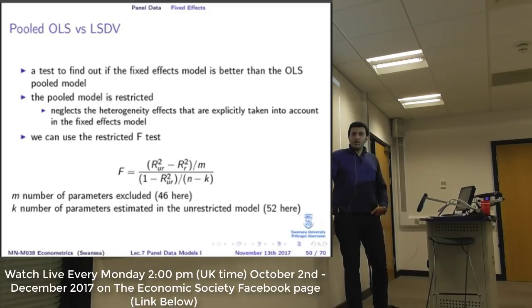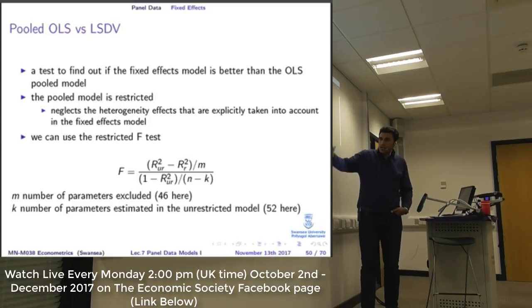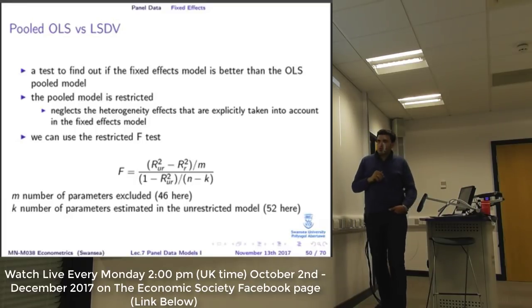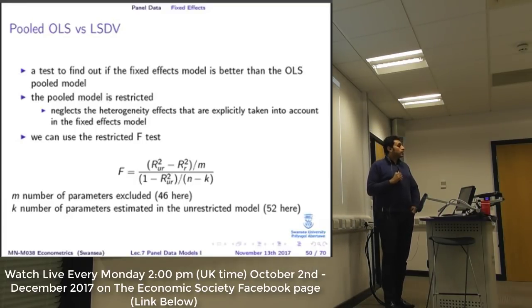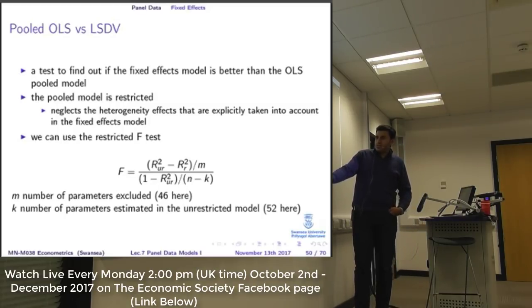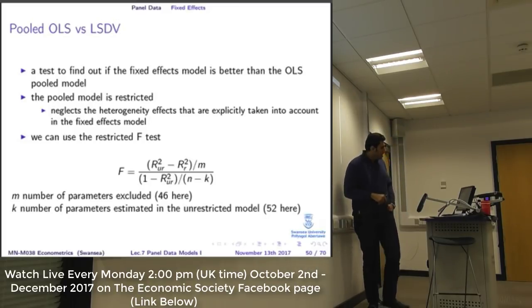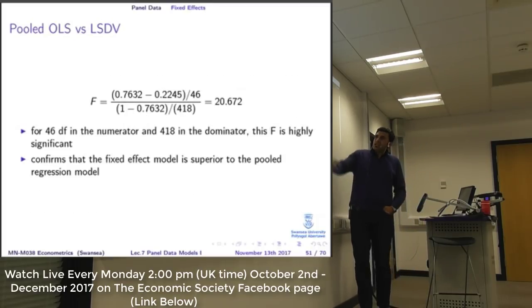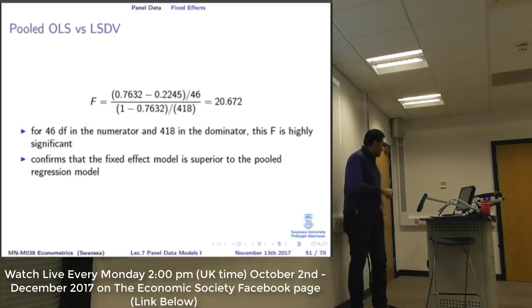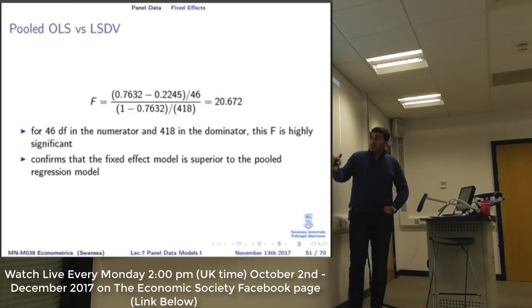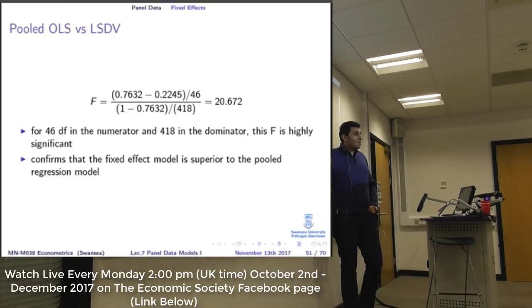This is R squared from the unrestricted model. This is R squared for the restricted model, and M here is the number of parameters excluded, which is the 46 dummy variables. These were the ones that we excluded from the pooled regression, so the first one didn't include these. And K is the number of estimated parameters in the unrestricted model. If you do this very quick, simple exercise, you get a relatively high value of the statistic, which means that the fixed effect is superior and performs better than the pooled regression.